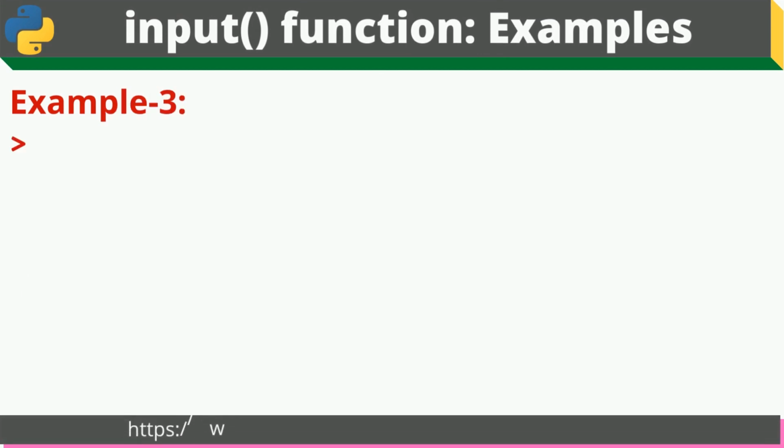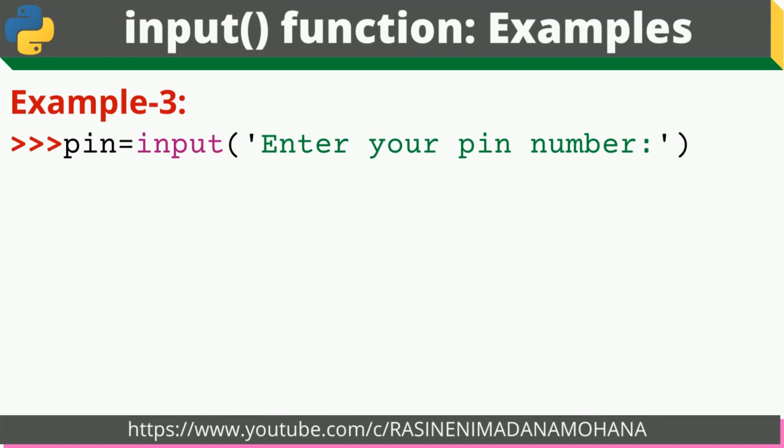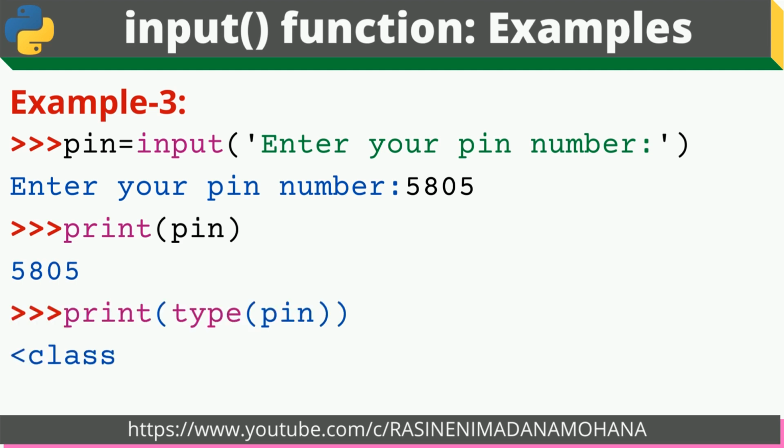Then see another example. Suppose you want to enter a pin, so the variable name is pin equal to input of enter your pin number. Now suppose the entered pin number is 5805. Actually, what you entered is numerical data, integer data, but by default the input function, as we discussed earlier, takes whatever value as a string only. Now if you want to print the pin value, use the print function, print of pin.